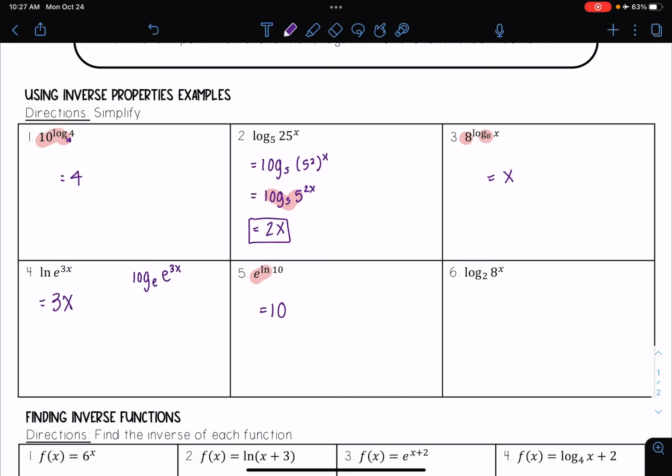Okay, and then this last one, I have log base 2 of 8 to the x. So here I can't just say this is equal to x because I have 2 and I have 8. I have different bases, so those aren't inverses of each other. However, I can rewrite that 8 to be a base of 2, by rewriting 8 as 2 cubed. Then I can use my power of a power property to say that this is equal to log base 2 of 2 to the 3x. And now I have my inverse there. Log base 2 of 2 is just equal to 1, and so I get that this is equal to 3x.